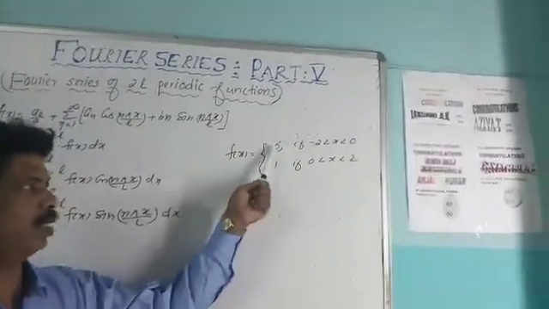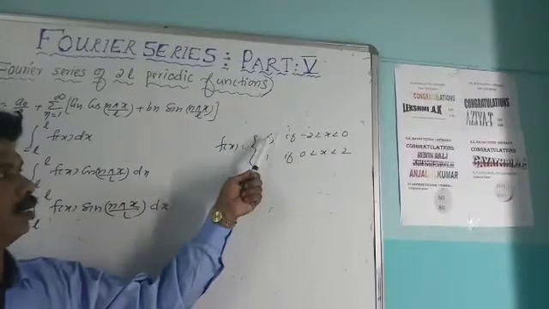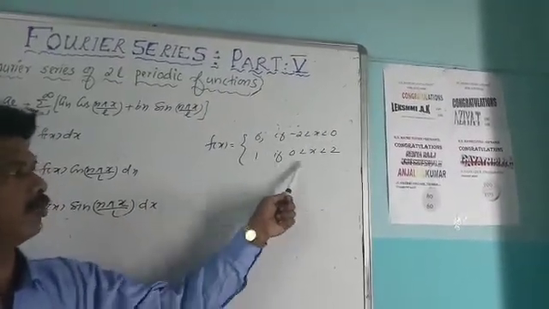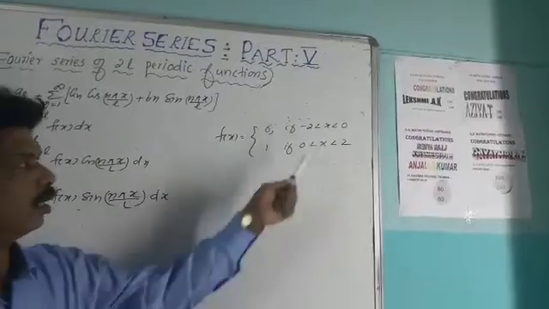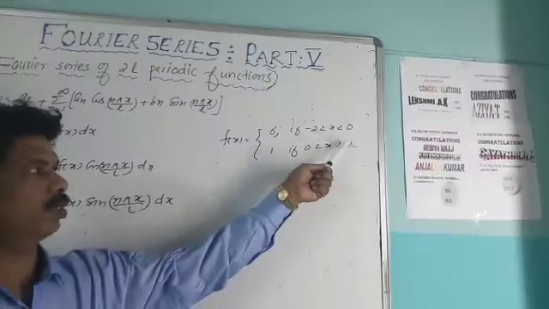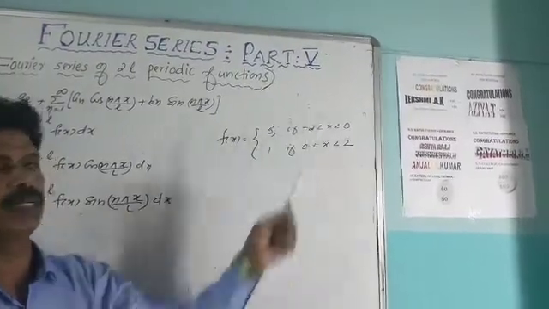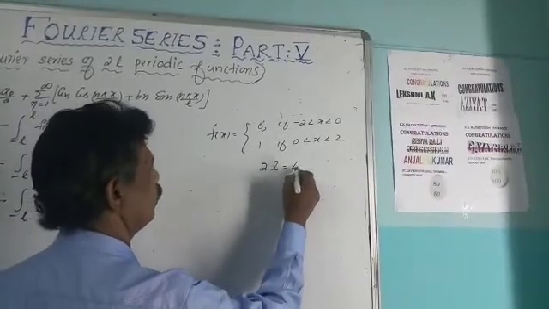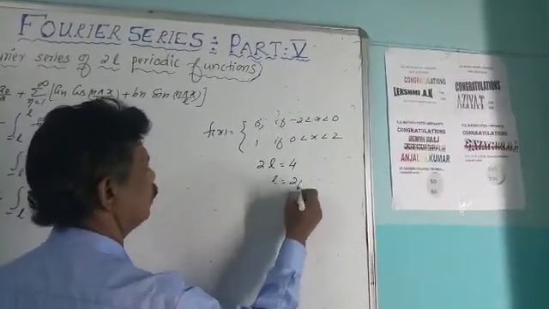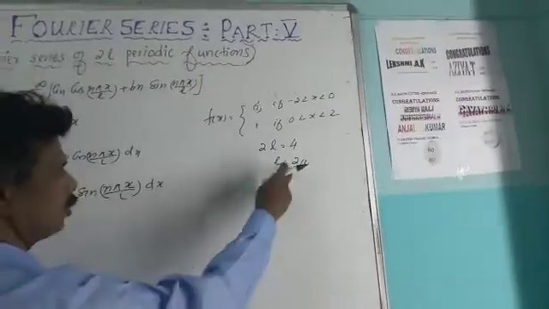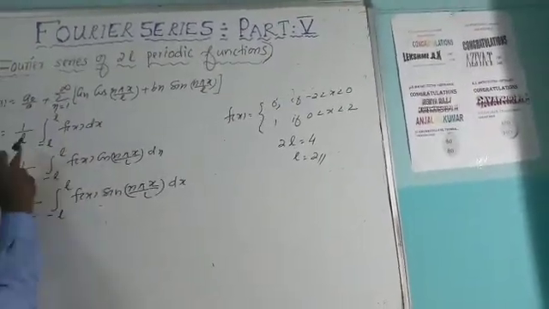Here the period is equal to 4, from minus 2 to 2. That is 2L is equal to 4, therefore L is equal to 2. Okay, so we can apply this formula.